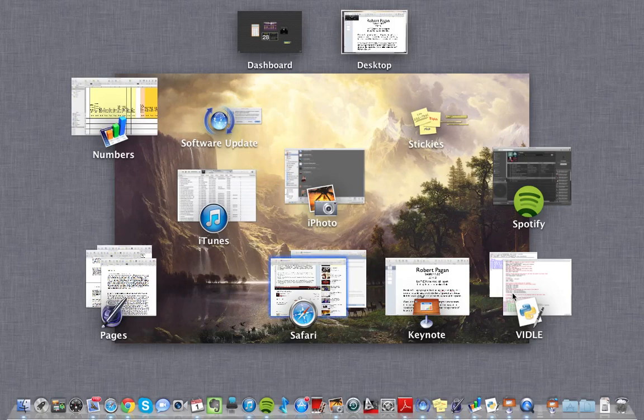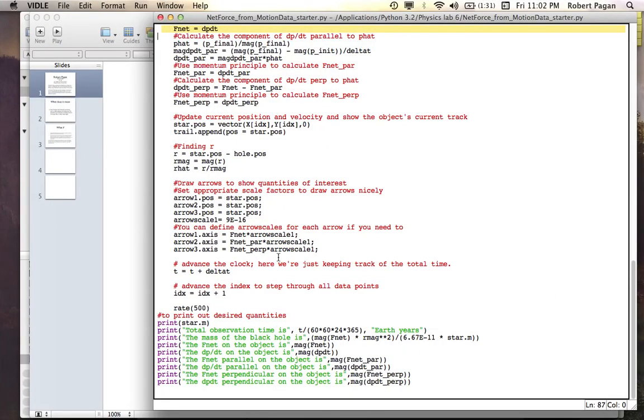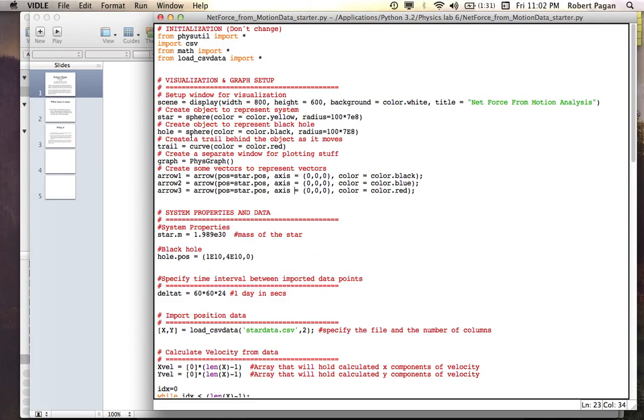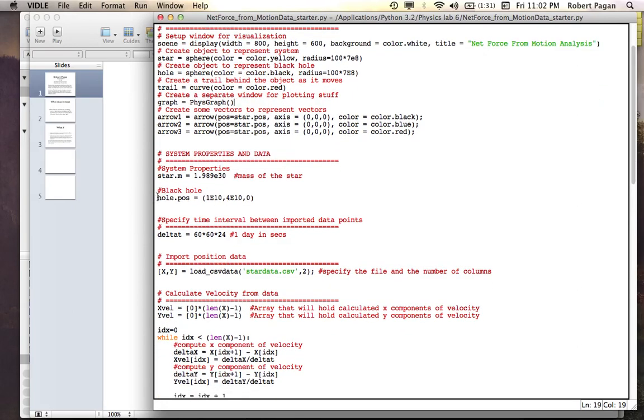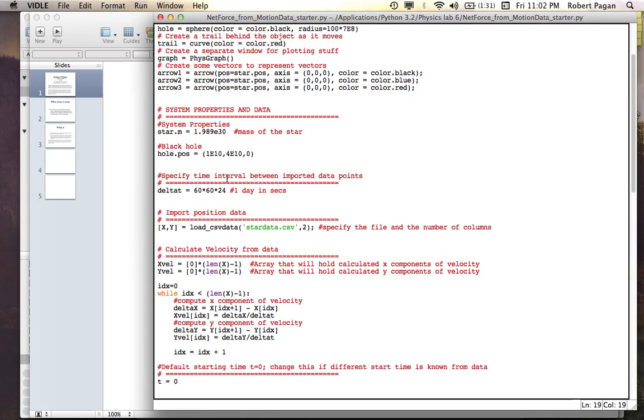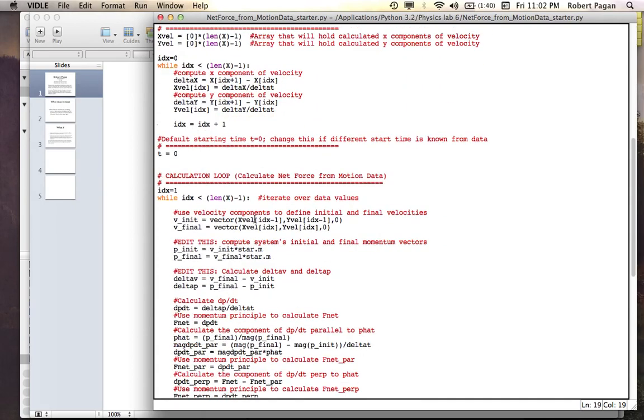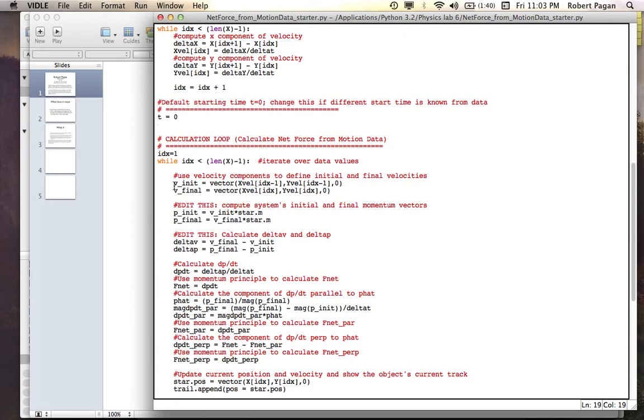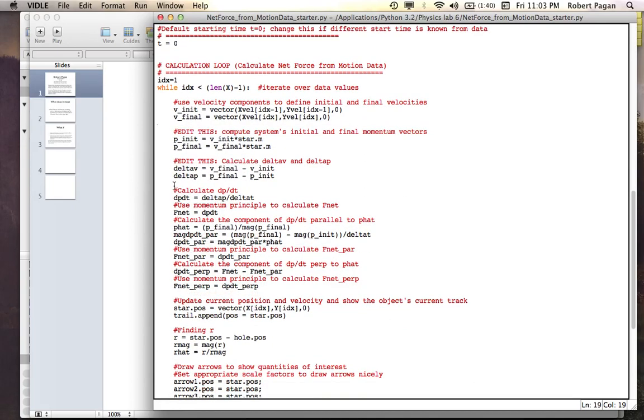So we used the same program that we had in Lab 6 in class. The only things we added were right here. We created a new object, the black hole, same radius as the planet or the star. We gave that a position. The star's mass remained the same as in the in-class lab. Delta T was still 1 day, or 1 full year, so the star orbits the black hole 1 time in our program. We use the same formulas that we wrote before for finding delta V, delta P, dPdt, and Fnet. We're going to explain what those mean and how they're related in a second.